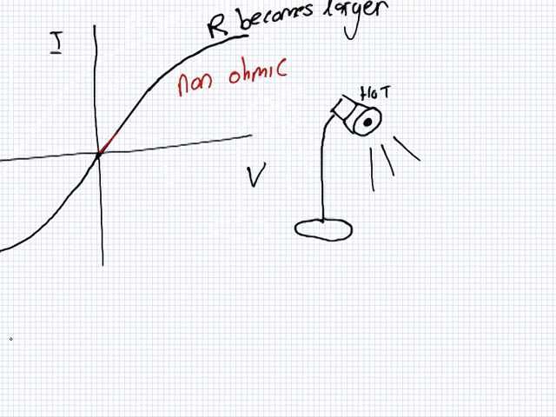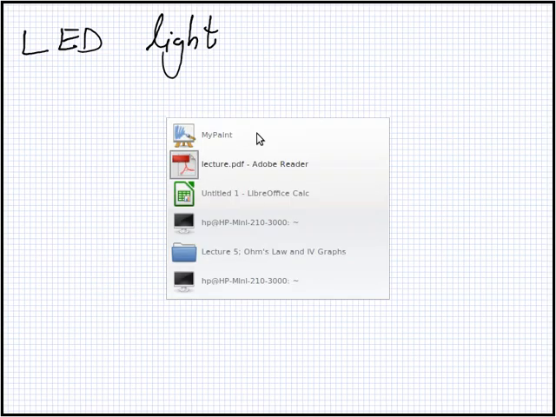What we're going to look at next is an LED light. You know LED? Yes. I think so. Now let's have a look at the IV graph for an LED light. I have the plot here.